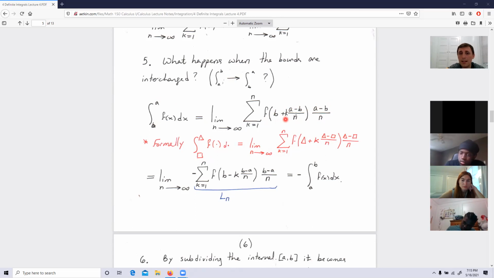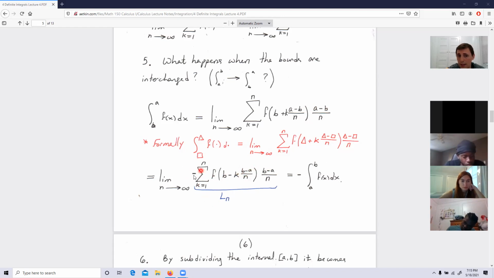So what happens, guys, if I rearrange it? Look at it. I can make it b minus a. If I make it b minus a, I have to factor out a negative. You see, a minus b is minus (b minus a). This is where the negative went. And here, I take the negative out. It's b minus k times (b minus a) over n.